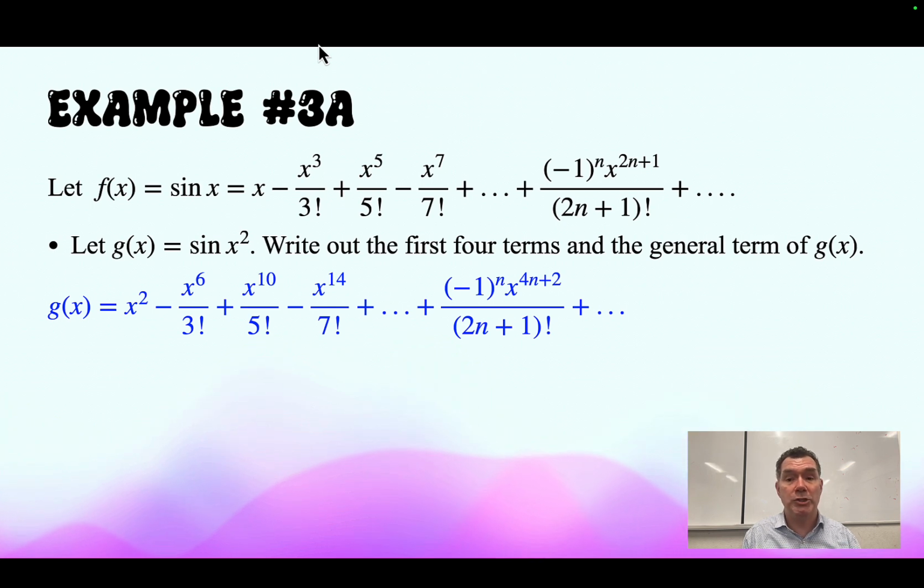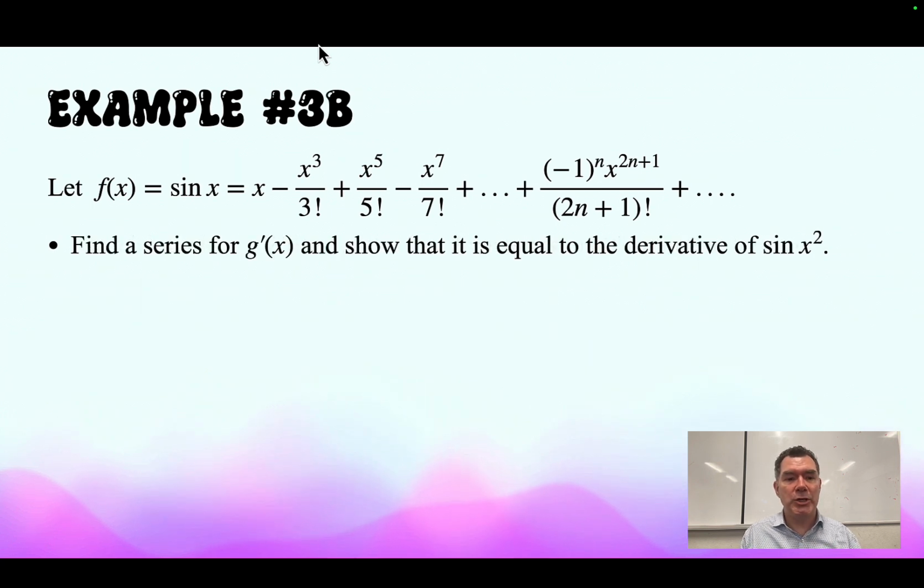So even in the general term where I had x to the 2n plus 1, I now have x to the 4n plus 2. But nothing else in each of the terms changes, just the exponent of x. All right, now what I'm going to do is find a series for g prime of x, which is the thing that I just found, and we're going to show that it's equal to the derivative of the sine of x squared. Now, if you took the derivative of sine of x squared, just remember you'd have to use chain rule to do that, and so you'll have to remember what chain rule is. So maybe make a quick note of what you're supposed to get for the derivative of the sine of x squared, and just make sure that we get there as we're going along.